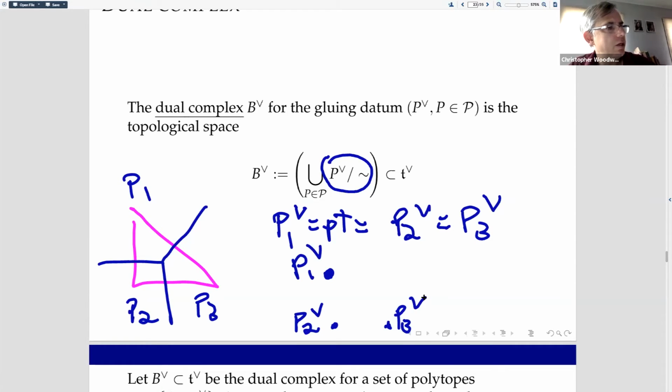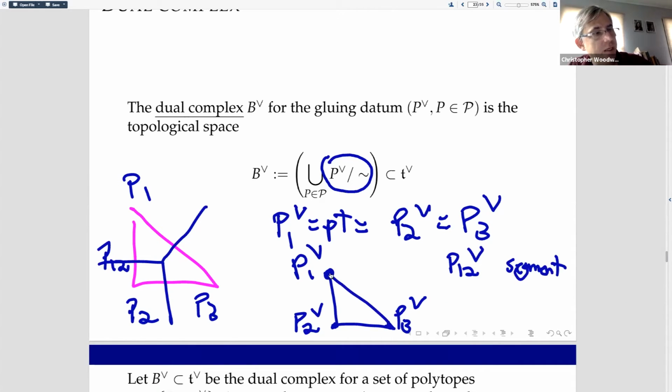And then I connect them up by the duals of the other ones. So here P12 would be here, but the P12 dual would then be a segment connecting P1 dual and P2 dual. So I get this picture again. And it's just an accident that I get the same triangle. So that's what we mean when we say that a triangle is self-dual in this sense. Okay, and then this would be my dual complex B dual.